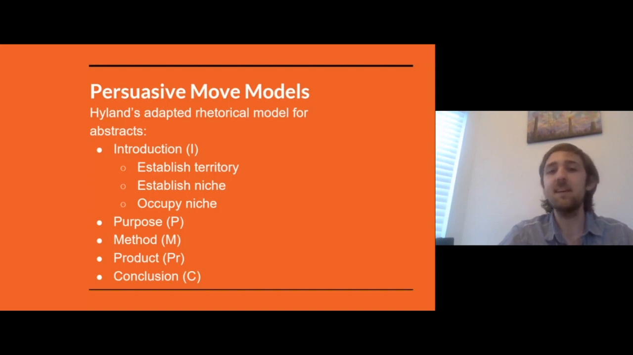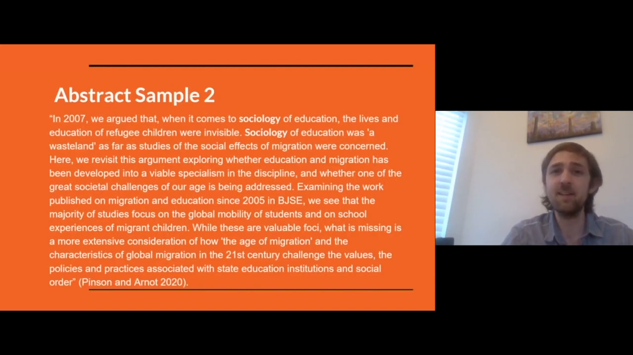Then we see the methods again. We see the product, which does bear relation to the results, right? But does have a more persuasive focus, as in there's a product, there's something to be gained from this study, this research. And then finally, a conclusion, which parallels pretty closely with Swales' discussion. Let's look at what an abstract looks like whenever we read one using Hyland's move model. So to begin, I'll read this abstract aloud as well.